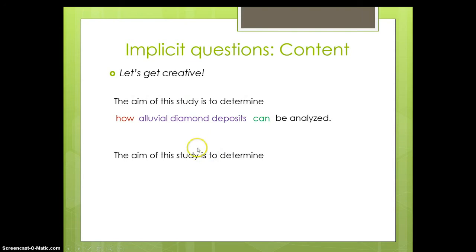The aim of this study is to determine how alluvial diamond deposits can be analyzed. That's talking about manner, that's talking about methods. So maybe we can change this into a word for method: a method for analyzing alluvial diamond deposits. So that would work: to determine a method for analyzing them. The implicit question is, how do we do it? What's the method?